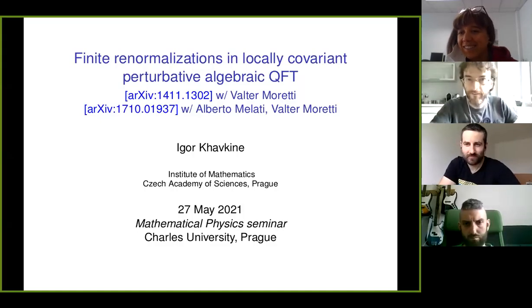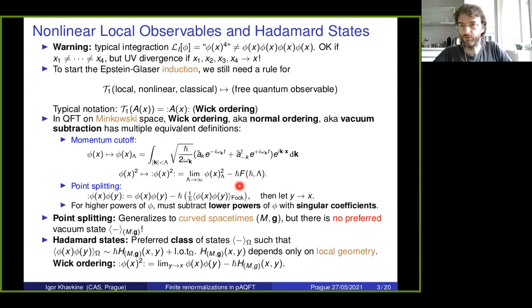You subtract this, and it turns out that it gives you the same result as with the momentum cutoff subtraction. So this difference is well-defined as you let the two spacetime arguments go to the same point. The same prescription can be, in a more complicated way, extended to higher powers of the fundamental fields. Okay, great. On curved spacetime, in general, there's no momentum space approach, but you can do the point splitting.